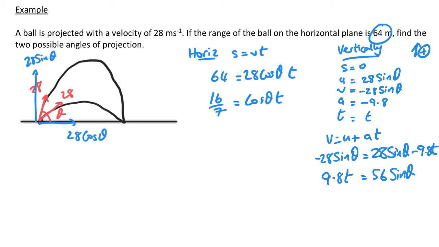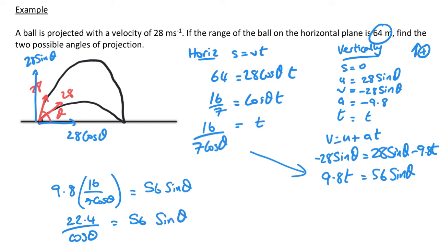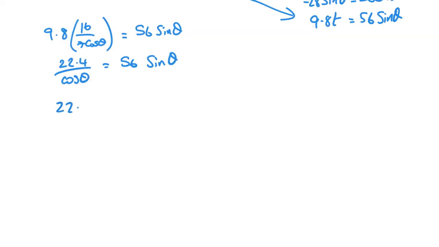What we can do as well in the horizontal is rearrange for t, and you would get t equals 16 over 7 cos theta. And we can substitute that in for t into the vertical one, and we get 9.8 times 16 over 7 cos theta equals 56 sin theta. So that's 22.4 over cos theta equals 56 sin theta. 22.4 then is going to equal 56 sin theta cos theta.